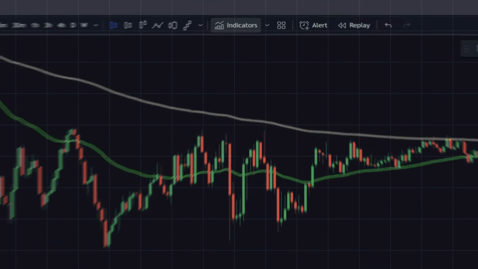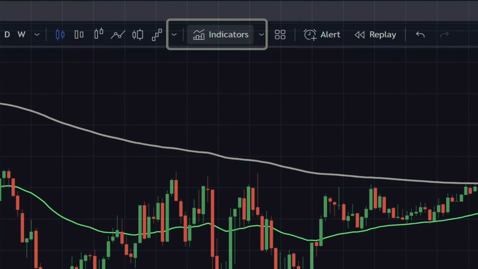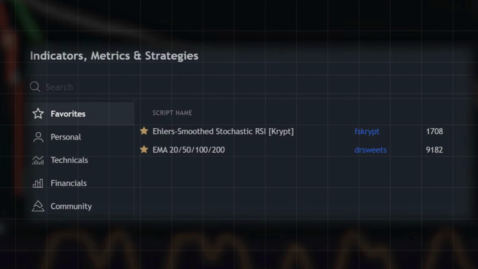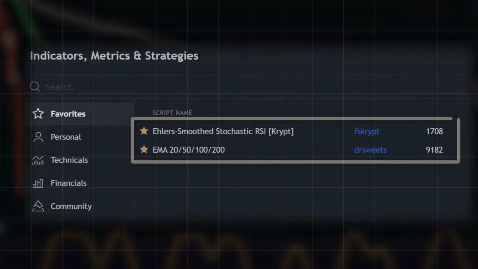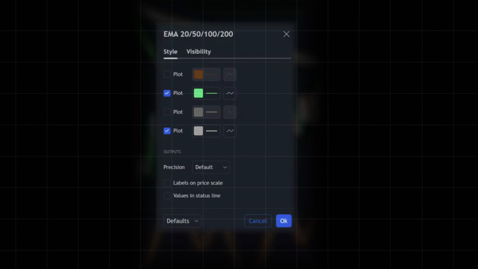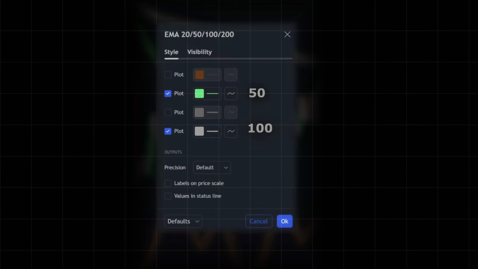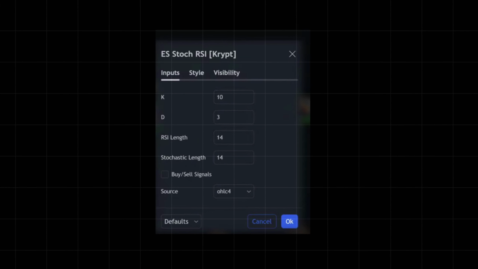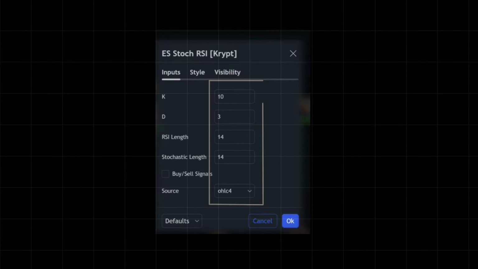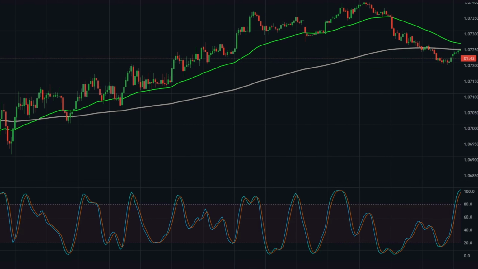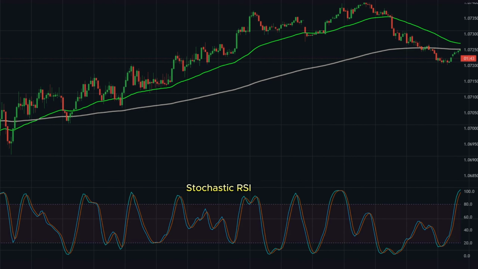First, go to TradingView and navigate to the Indicator section. Search for the indicator, or use the link provided in the description for these 2 indicators. Customize them to your liking and set the EMA to 50 and 100. For the stochastic RSI, use the following settings. Now let's discuss the stochastic RSI in detail.